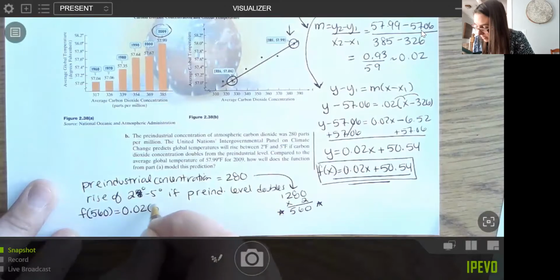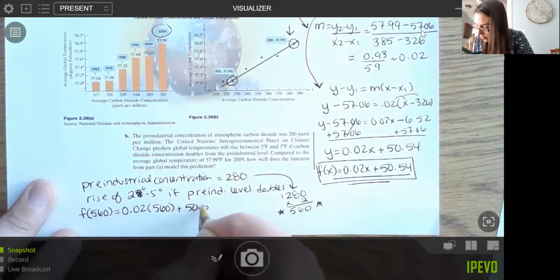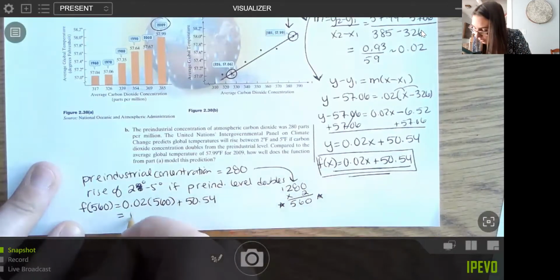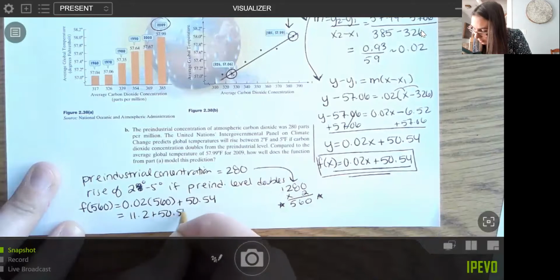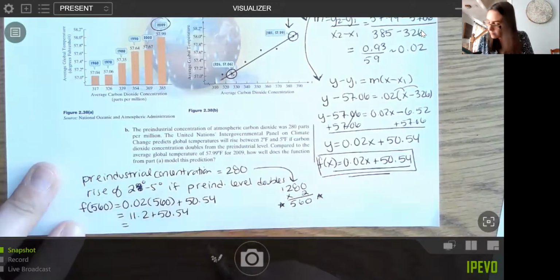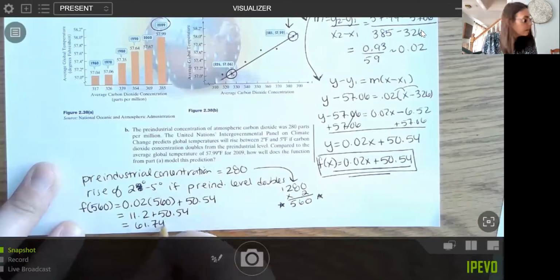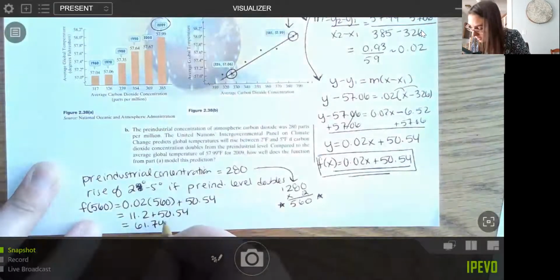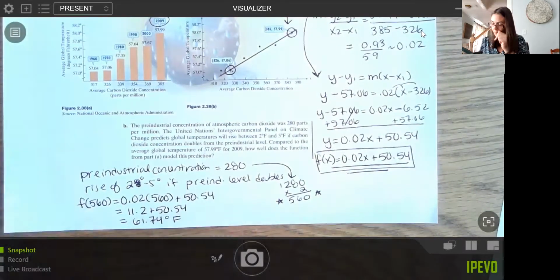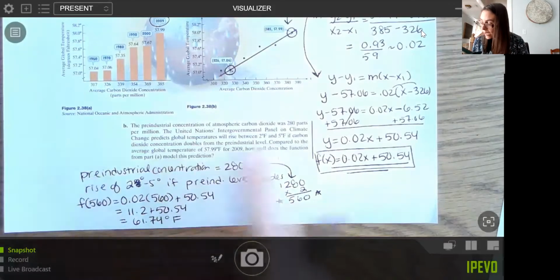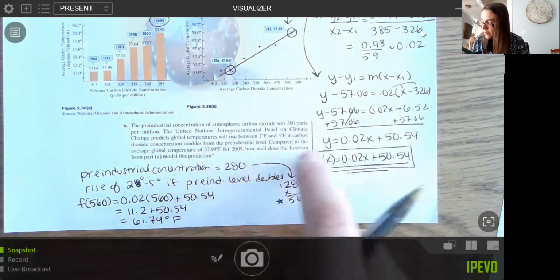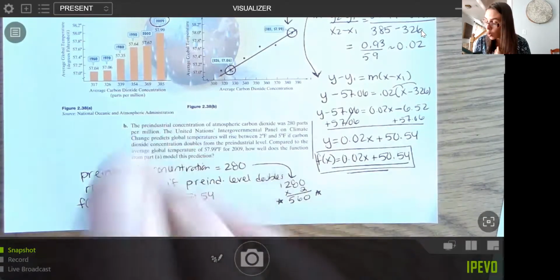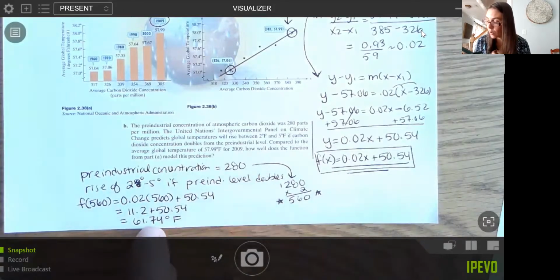0.02 times 560 plus 50.54. Let's see. We're going to get 11.2 plus 50.54, which is 61.74. And again, our Y value is degrees. So this is degrees Fahrenheit. So our equation here is predicting that when the carbon dioxide level is 560 parts per million for the concentration, that the global temperature on average is going to be 61.74 degrees.